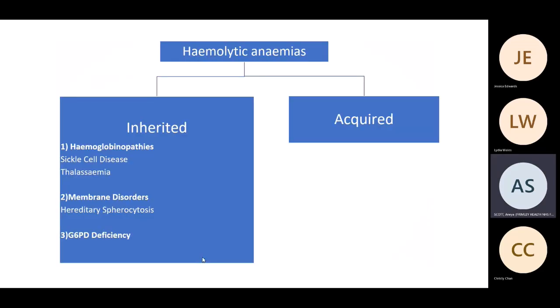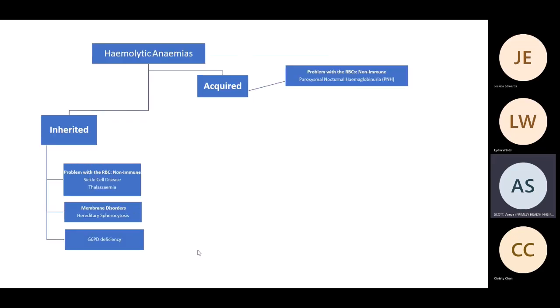Fab. So that is all of our inherited hemolytic anemias that we've gone through. And now we're going to move on to the other side. So we're going to start going through the acquired causes. So the first acquired cause is when you have a problem with the red blood cell, but it's not immune, which is something called paroxysmal nocturnal hemoglobinuria.